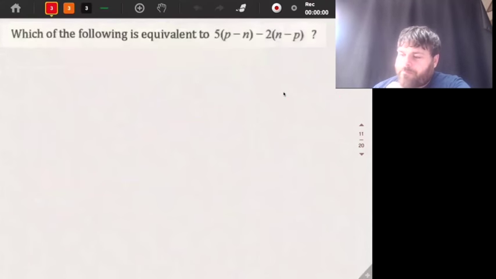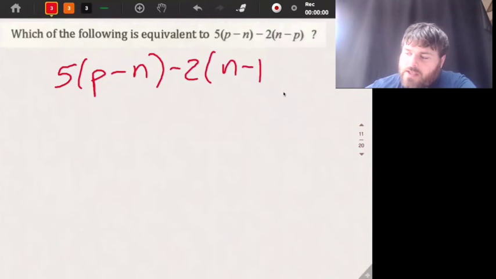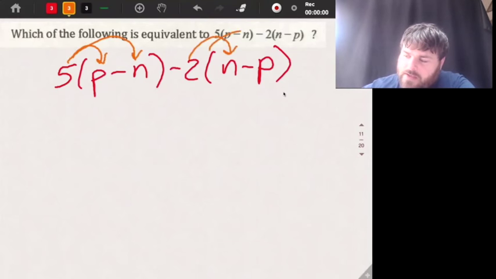All right, next problem. Which of the following is equivalent to 5p minus n minus 2 times n minus p? All right, so this is definitely an expression. There's no equal sign, so it can't be an equation. We're going to be simplifying. We don't know the values of n and p, so we can't evaluate. All right, so this looks like there are 2 things inside of this parentheses. There are 2 different terms. When I see that, I almost always am distributing. So I'm going to go ahead and distribute, and multiply these 2 things inside.